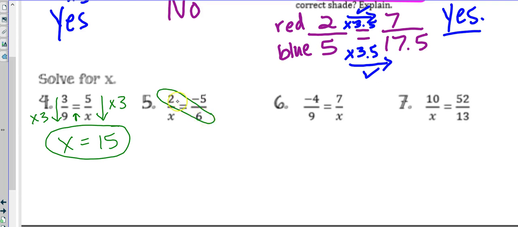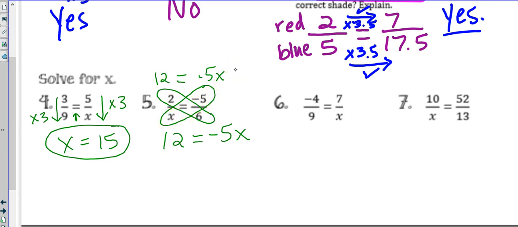So I know that 6 times 2 is 12. And then the cross product on this side, I don't know what the product is, but I know how I get it. It's -5x. So I know that 12 is going to be equal to -5x, and I'm just going to move this down here. 12 is equal to -5x. If the diagonal relationship means they both have the same cross product, and this is 12, then x times -5 must also be 12.